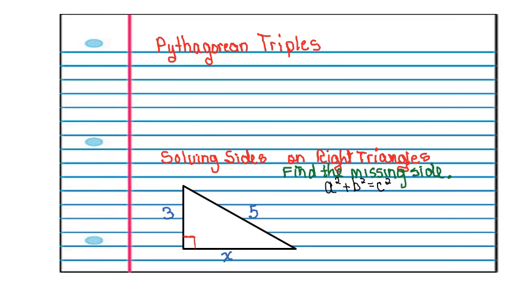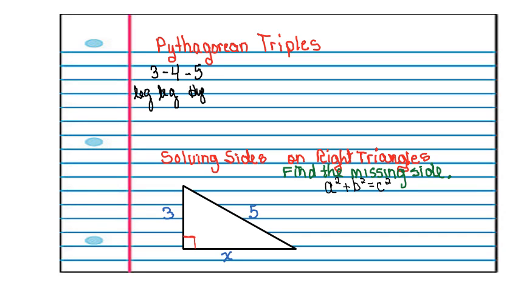Pythagorean triples are when, on a right triangle, the legs and the hypotenuse end up being all whole numbers, not some sort of radical thing. One of the most special ones is what we call the 3, 4, 5. Now, note the order here. They always go leg, leg, and then hypotenuse.